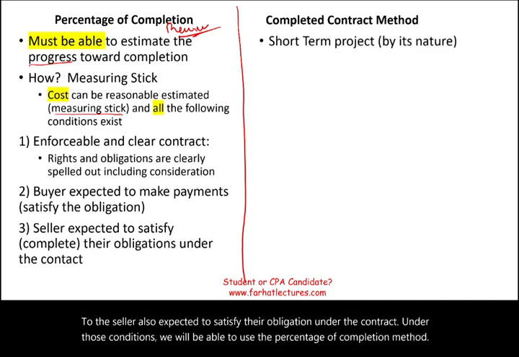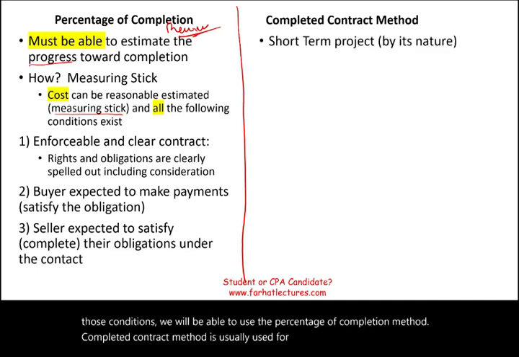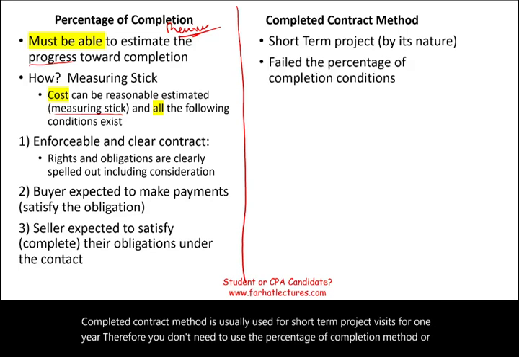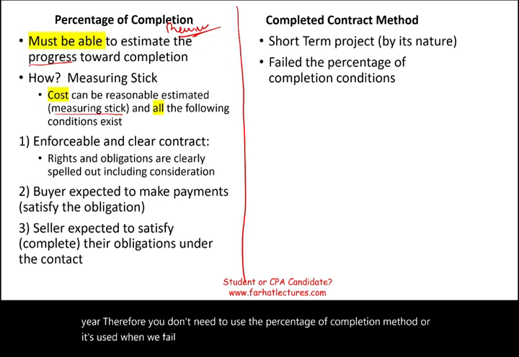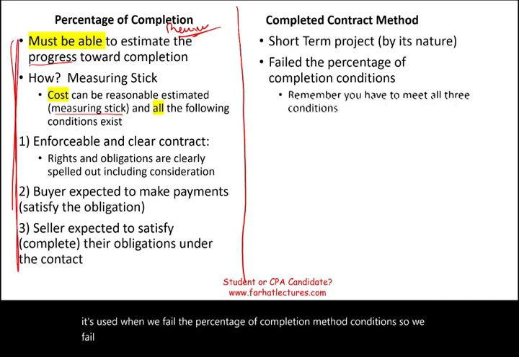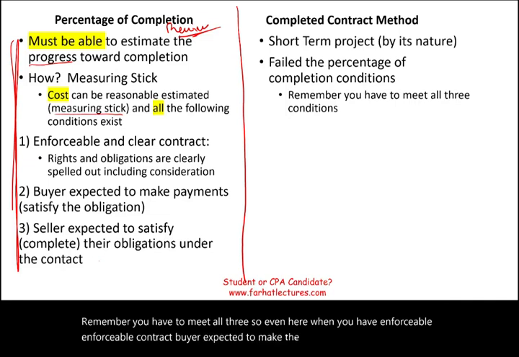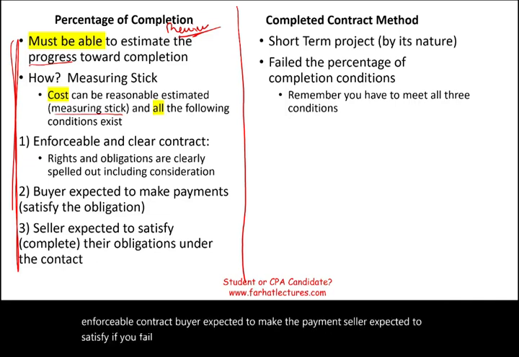Completed contract method is usually used for short-term project because it's for 1 year. Therefore, you don't need to use the percentage of completion method. Or it's used when we fail the percentage of completion method conditions. So we fail some of those conditions. Well, remember, you have to meet all three. So even here, when you have enforceable contract, buyer expected to make the payment, seller expected to satisfy, if you fail any of them, or obviously if you cannot measure your progress toward the project, then you have a problem.